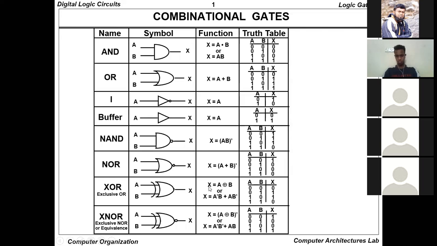Exclusive NOR is the reverse of exclusive OR. An odd number of inputs high gives output low. One input high, so low. One input high, so low. So with an odd number of inputs high, the output is low. So these are the basic logic gates.